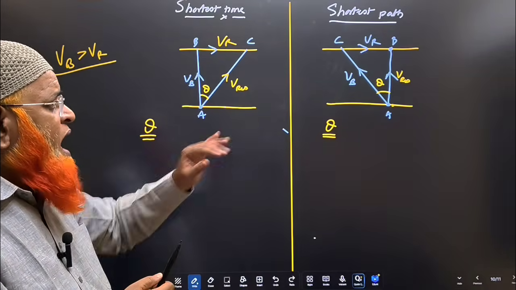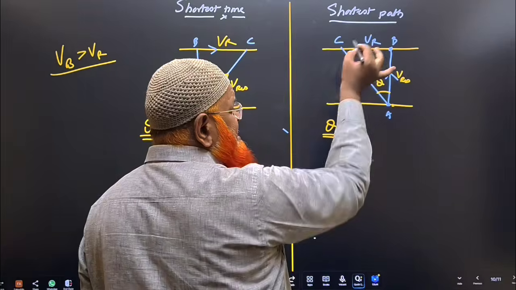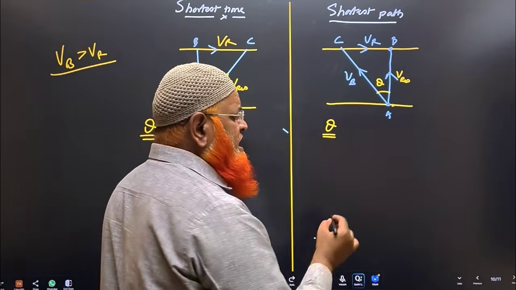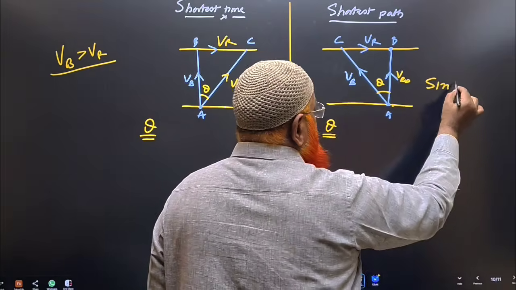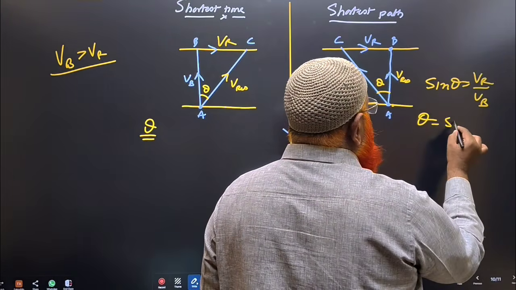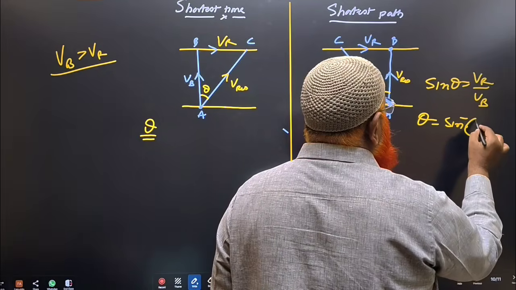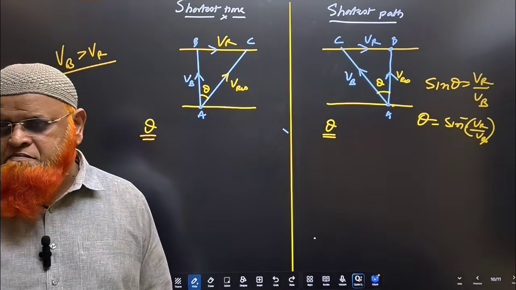Okay, so what should I do now? I know VB, I know VR. So in this case, I know the hypotenuse, I know the opposite side. So what should I apply to know the angle? I should apply sin theta. Sin theta is equal to opposite side VR by VB. So theta is equal to sin inverse of VR by VB. Very simple.